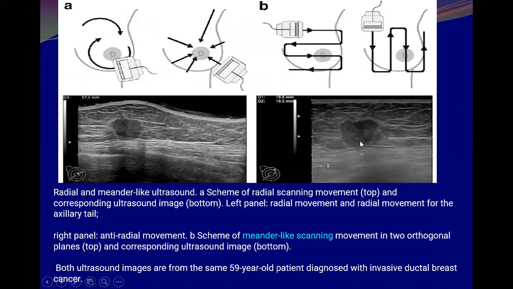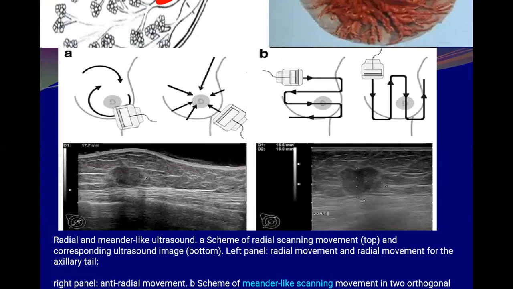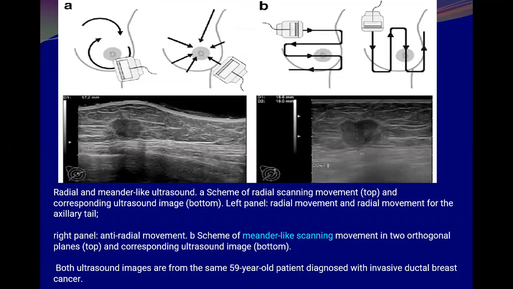If you have a lesion, just rotate your probe to the maximum dimension of the lesion. When you get the maximum dimension of the lesion, that means you are in the radial direction of that duct. You got it? No. Generally, you did not get it. Okay. You did not get it.